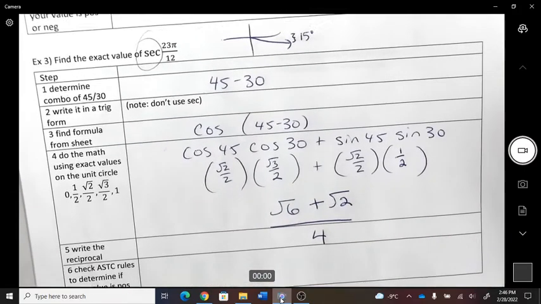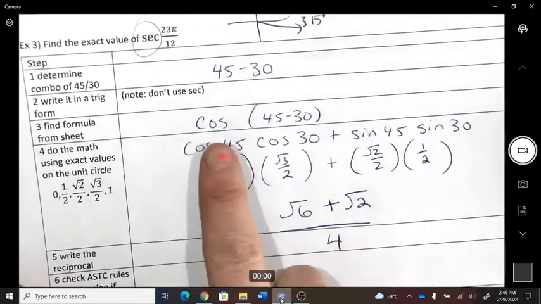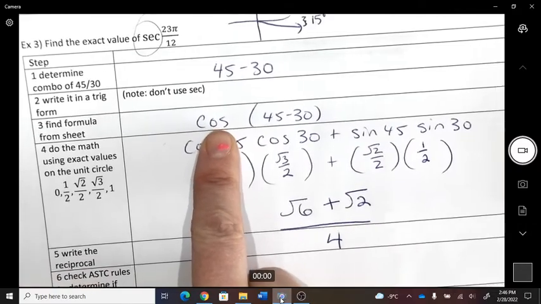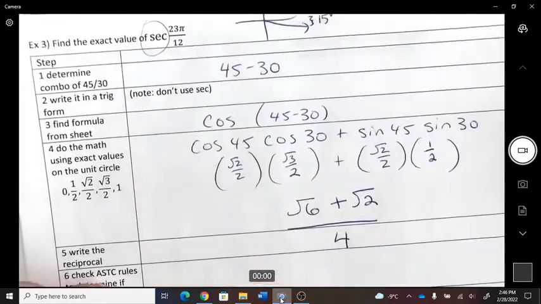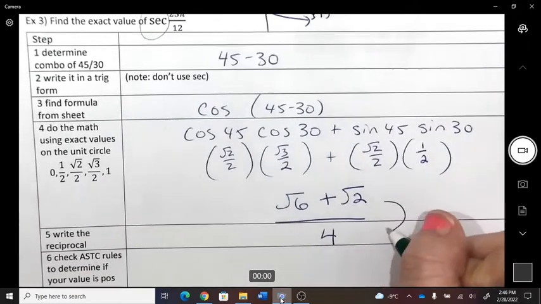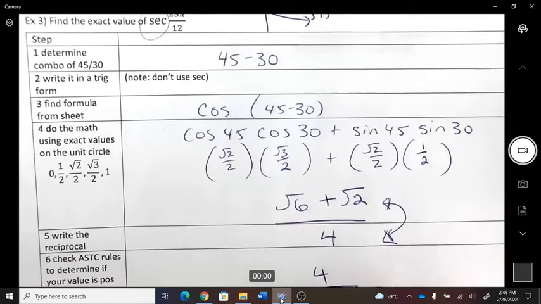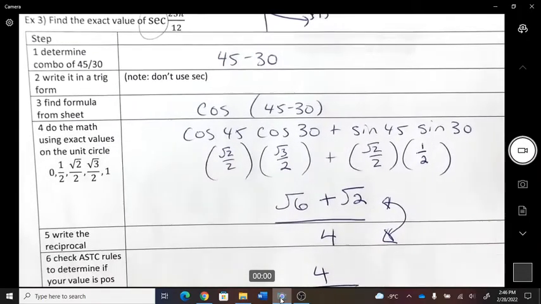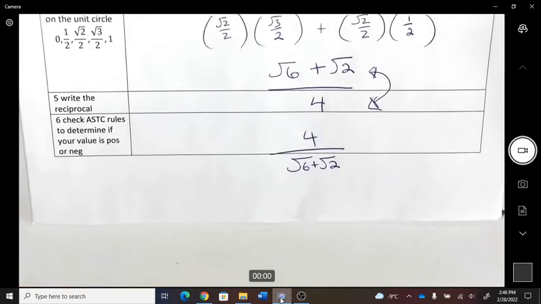Okay, now here's what we need to do different on this question. We just worked with the cos, but I didn't want that. What did I want? I wanted the secant. So what am I going to do to my answer? I have to flip it. So I'm going to flip it. So I like that number instead.